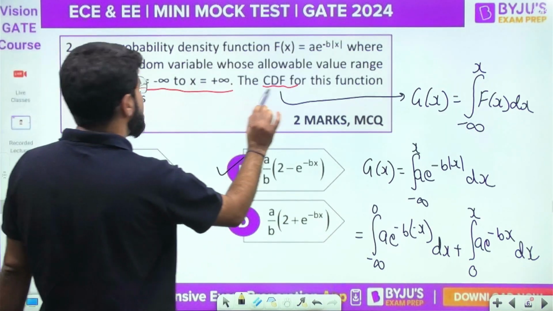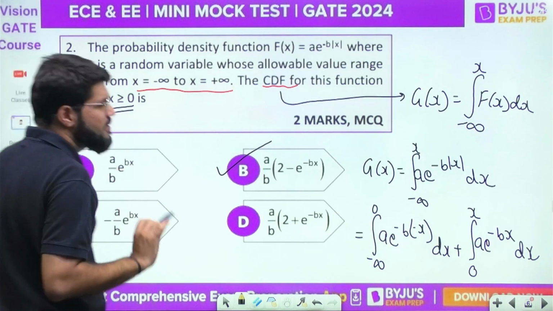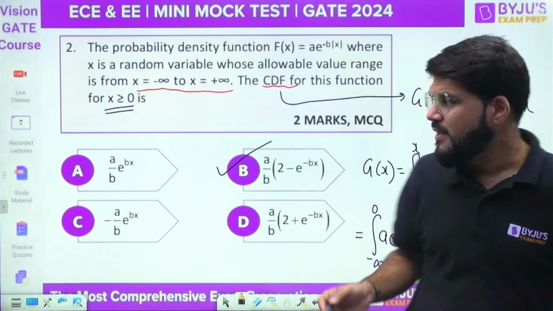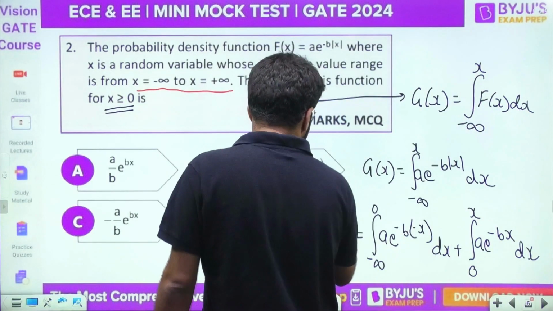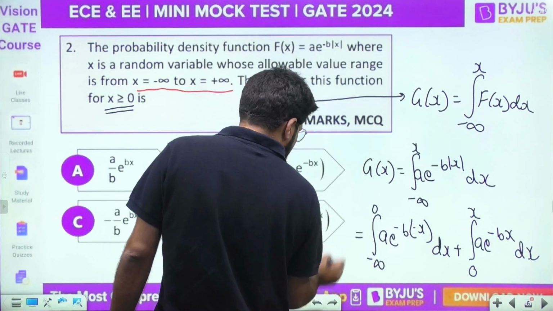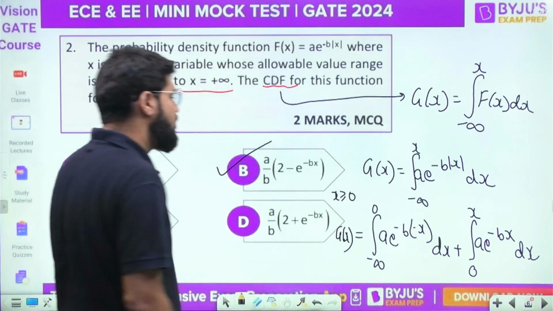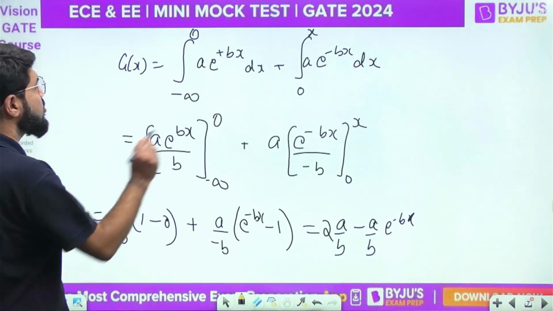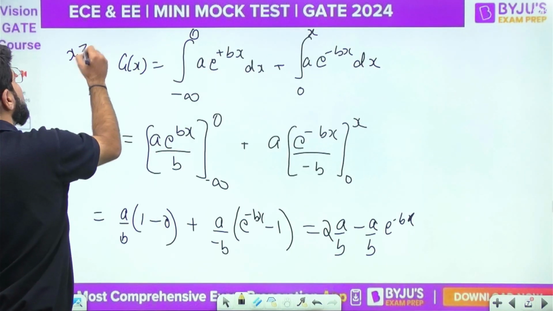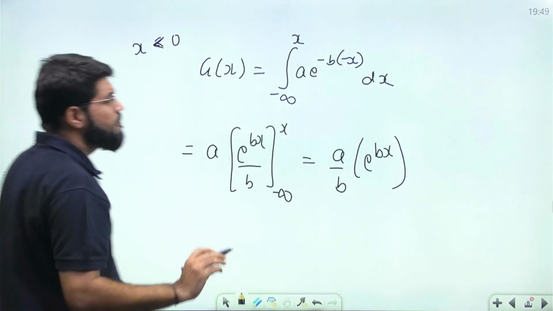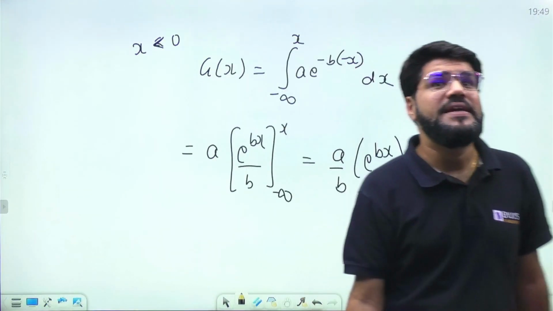But the CDF for this function is for x greater than 0. Generally, what you are given is x greater than or equal to 0, and accordingly I have solved this. But if x is less than 0, what should be the result? I have told that also, in case they ask for the complete CDF.